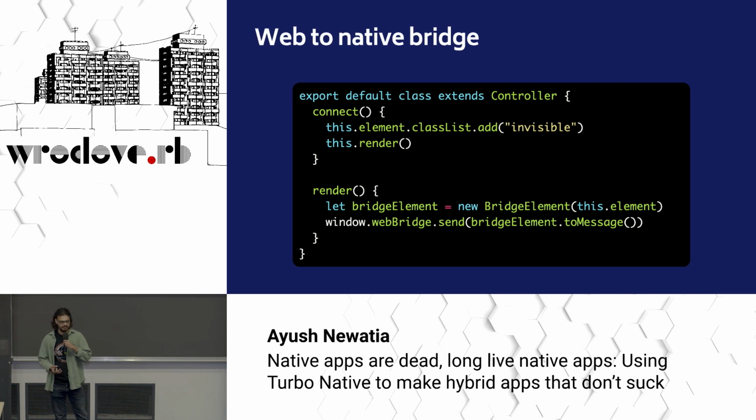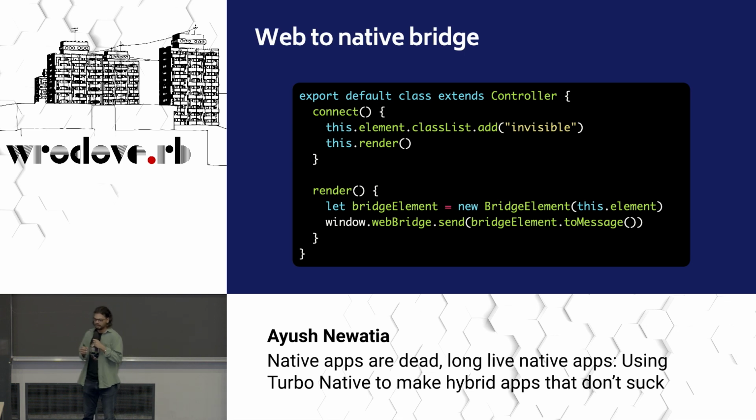This is what the Stimulus controller would look like. So the connect method is called when the controller first attaches itself to the DOM. The first thing we do, obviously, is make it invisible because we don't want this visible in the website. It's just a proxy element. And then we render it. So the bridge element class is just a simple JavaScript class to encapsulate the data attributes that I showed on the previous slide. It's just some syntactic sugar.